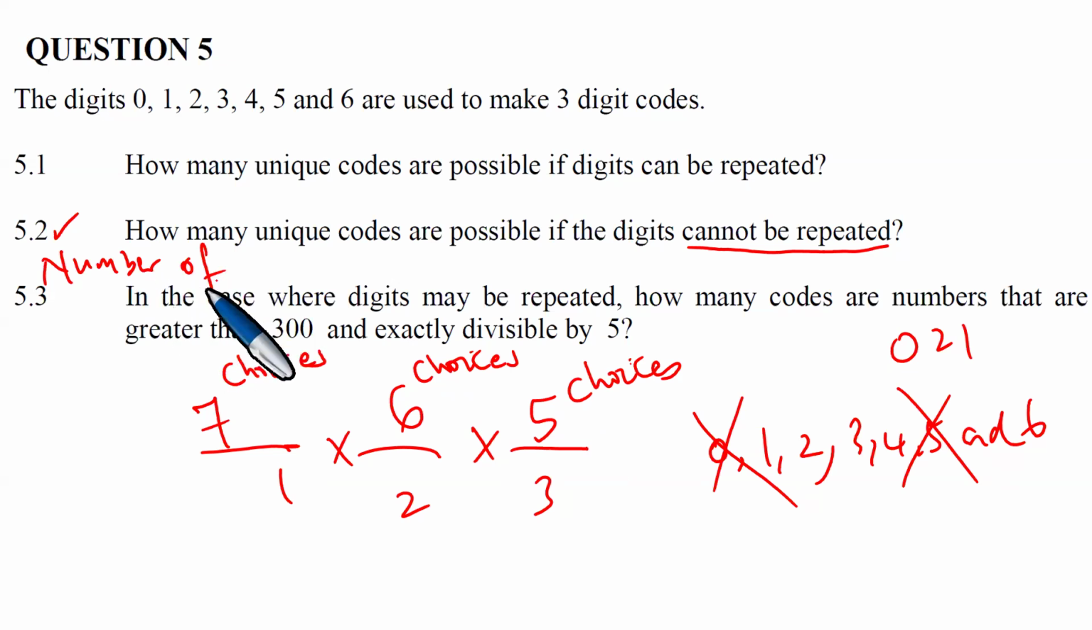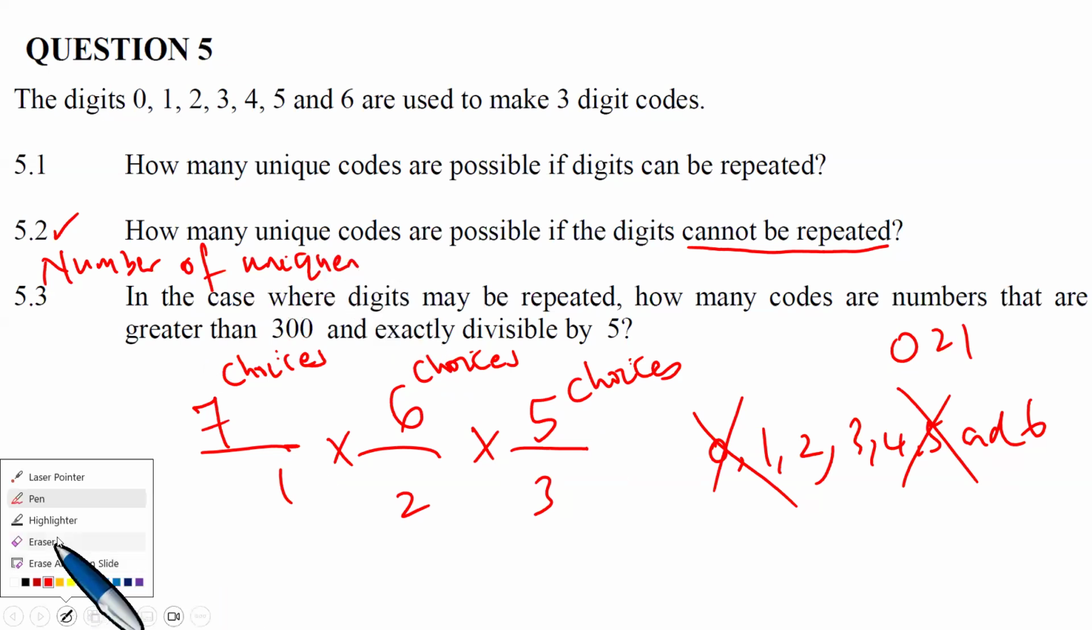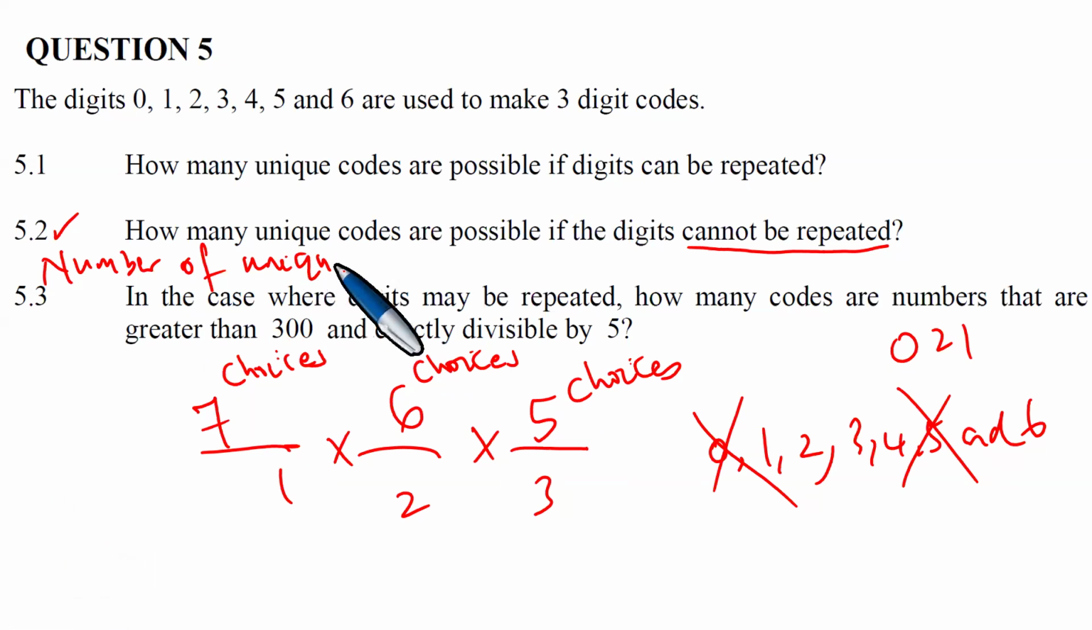Meaning that the number of unique codes, right, we're dealing with probabilities and codes, the number of unique codes without repetition is equal to what?